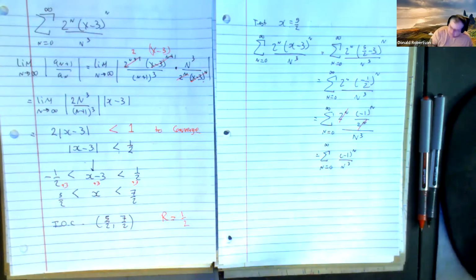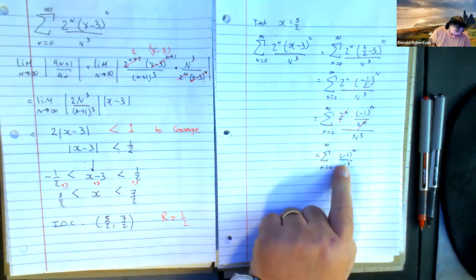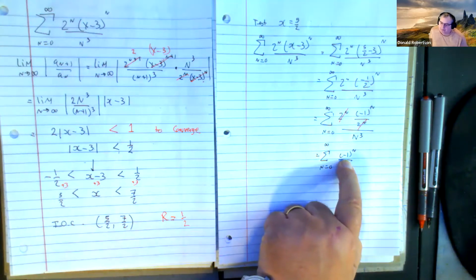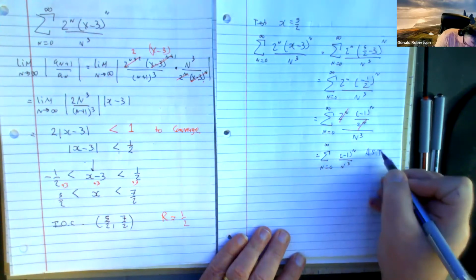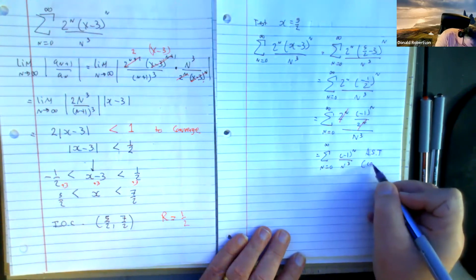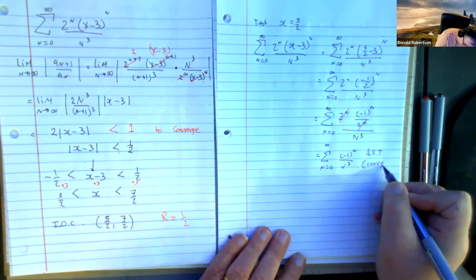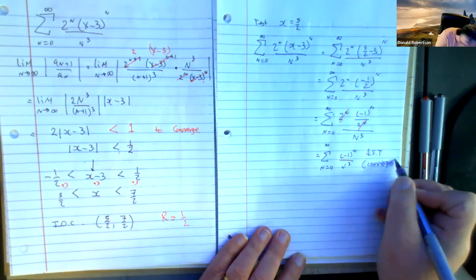Any takers? There's your clue. Who uses negative 1 to the n? What kind of test works with things that have negative 1 to the n in it? Okay, it's an alternating series test. And can you trust me that eventually, after 5 minutes, you'll be able to prove that it converges?